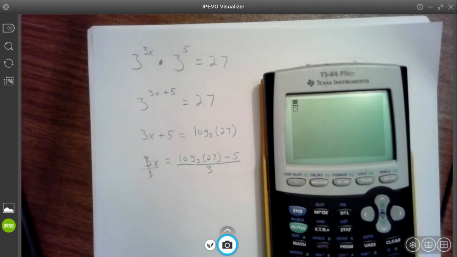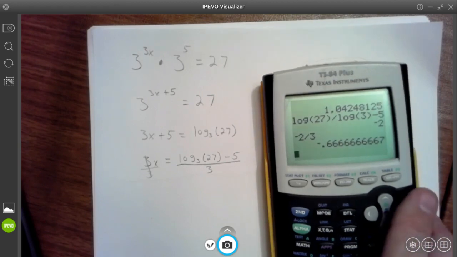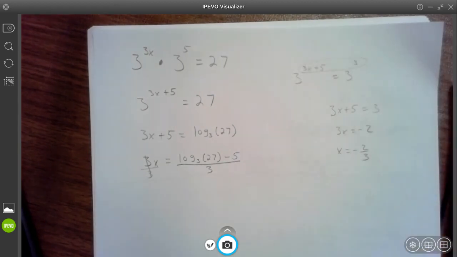I'd have to do log base 3 of 27. Well, I'll do log 27 divided by log 3. This is just that part, and then minus 5. All of that divided by 2. Oh, all of that, what was it, negative 2? I divided by the wrong number. All of that divided by 3. And you got negative 2/3, which is what we have here.